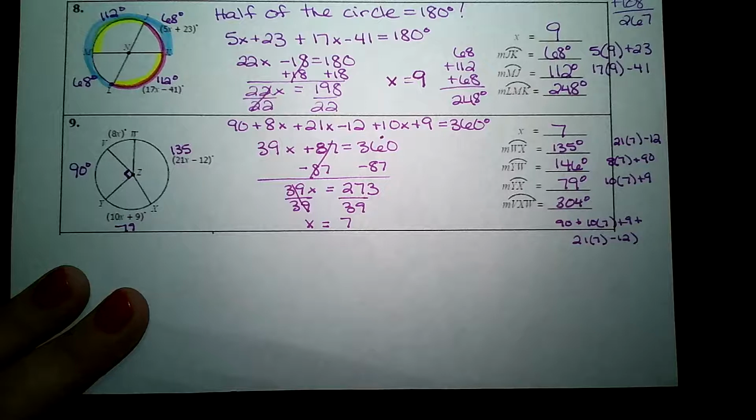This was our first big part of the lesson, our second big part of the lesson. We know our vocabulary. Now we know our central angles and arc measures. We have a little bit more to go, so hang in there.